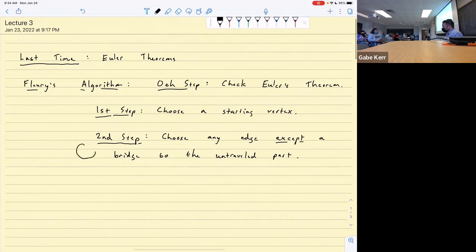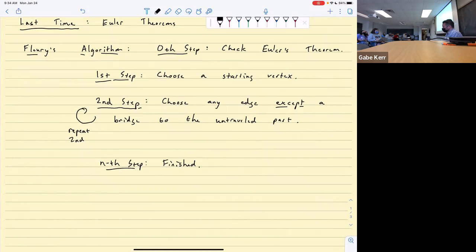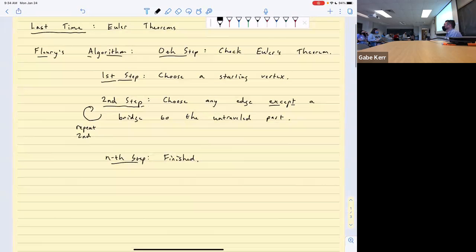The next step is just repeat. So you're going to repeat the second step until you're finished. And then the nth step. Nth step is whatever n is. So I'm going to illustrate this with an example, and hopefully it'll help.